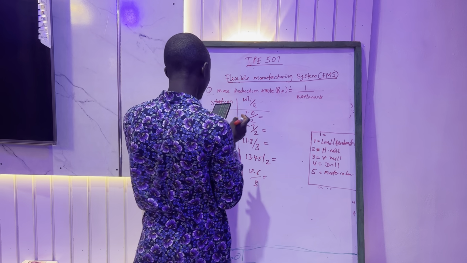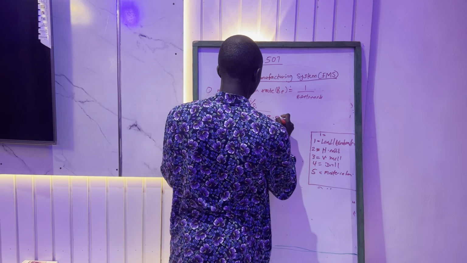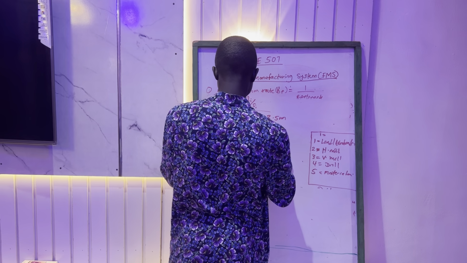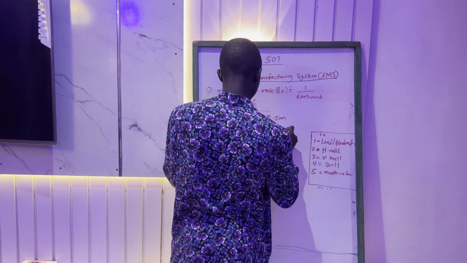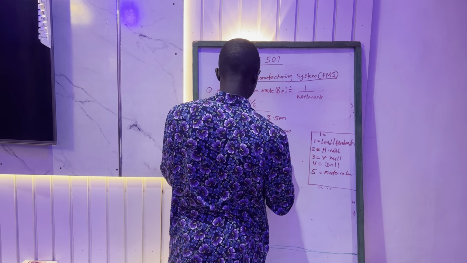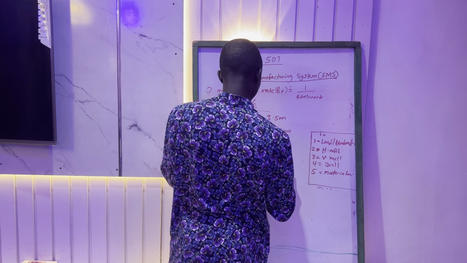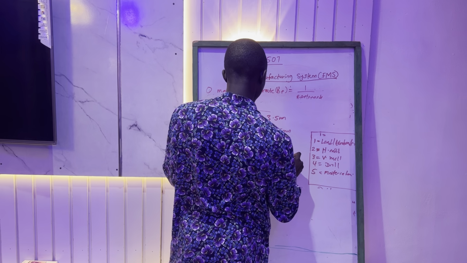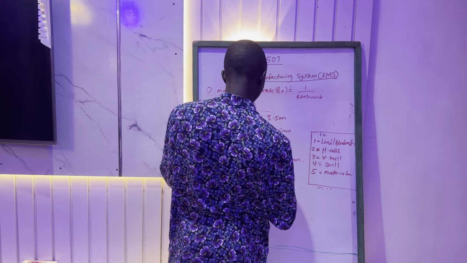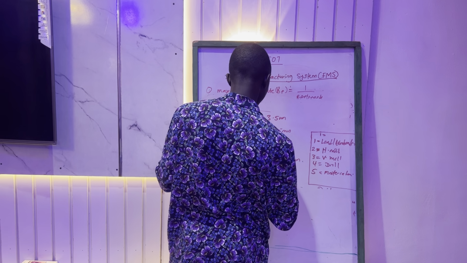So let's divide them and see what we have. Dividing them, this one is 3.5 minutes. This one is 4.35 minutes. This one gives us 3.77 minutes, while this one gives us 6.725 minutes, and this one gives you 4.2 minutes.